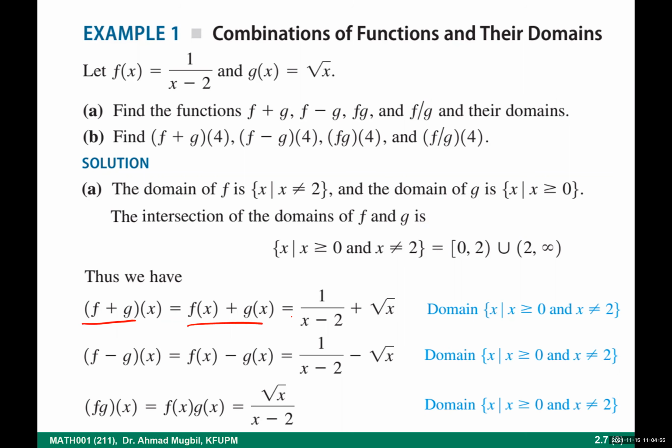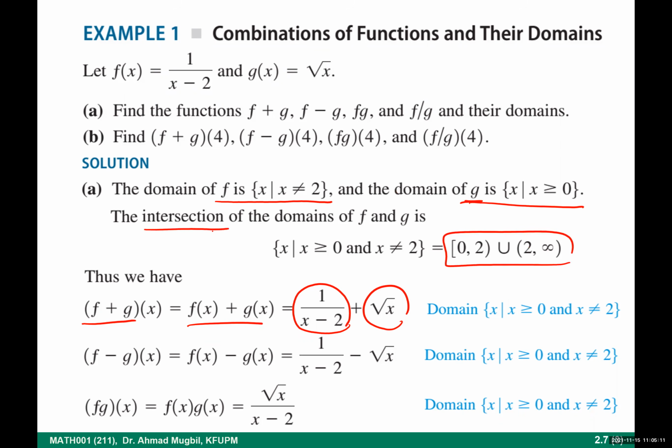This is the sum, and this is the new function. Just ask yourself, what is the domain of this? Of course, you have to consider the condition here and the condition here. So you need to find the domain of g and the domain of f. This is the domain of f, this is the domain of g, and this is the intersection between them. It is the same domain for the subtraction and for the multiplication.